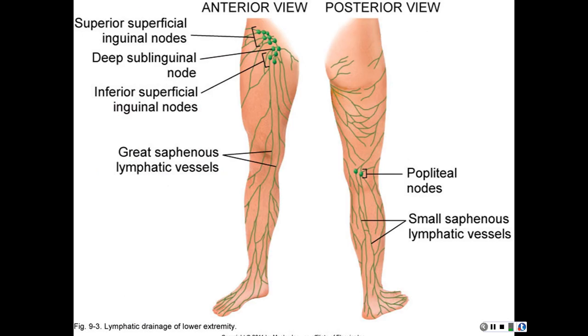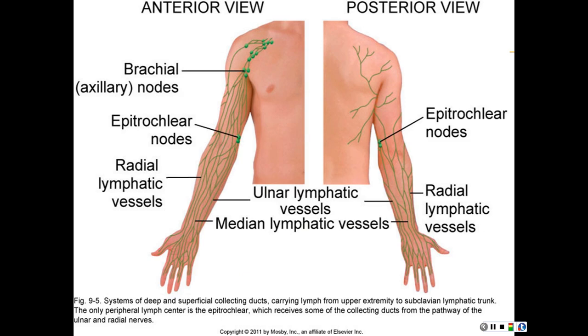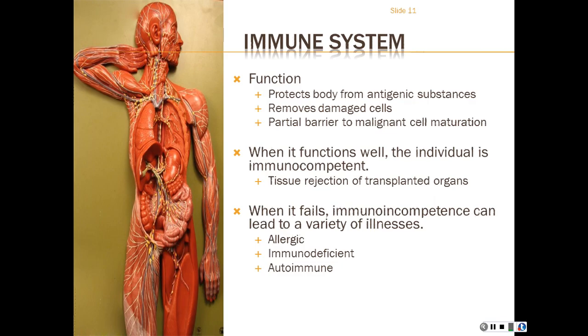Finding lymph nodes in the groin area, the inguinal lymph nodes, is normal if there's any kind of rash or infection in the abdomen or in the genitalia. Okay, and this is telling you the brachial lymph nodes and the epitrochlear nodes.